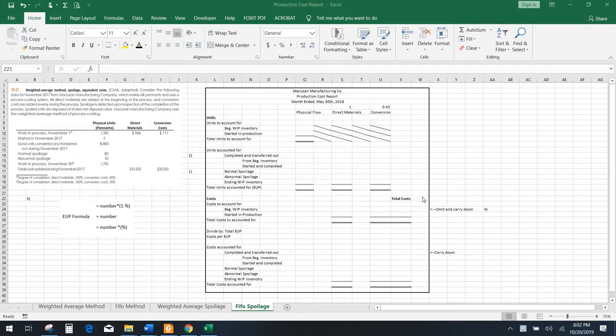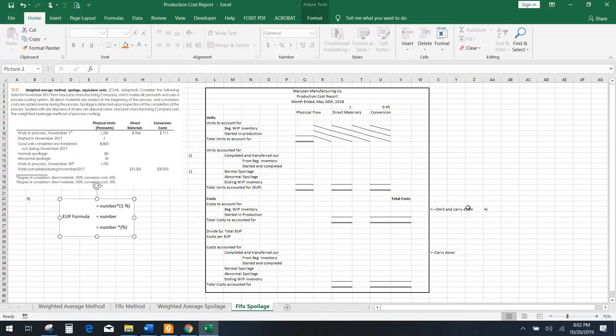So there are four major changes that you have to do to this production cost worksheet in order to get a correct figure. The first change is you have to add in these two lines for normal and abnormal spoilage. The second change is you have to add these two lines to differentiate between what was from the beginning inventory and what was started and completed. The third major change is you have to use this formula to compute EUP.